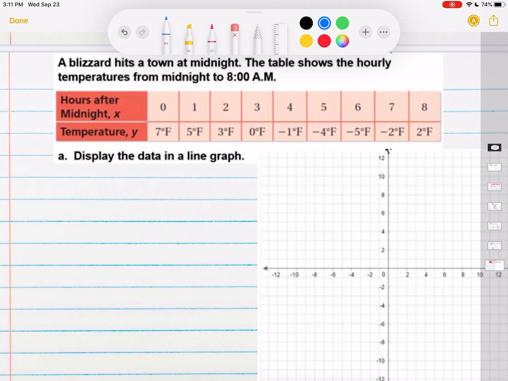So what we have here is on our x-axis, we have our hours after midnight, and on our y-axis, we have the temperature. So the problem we want to solve is we're going to display the data in a line graph. We're not really solving a problem this time, we're just displaying it. And how we're going to do that is we're going to plot the points.